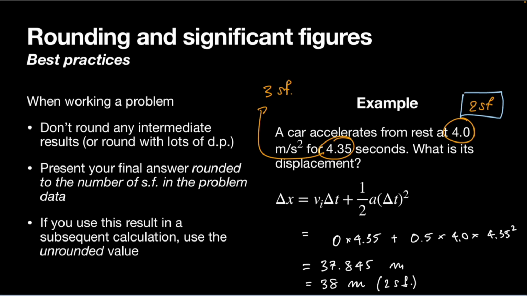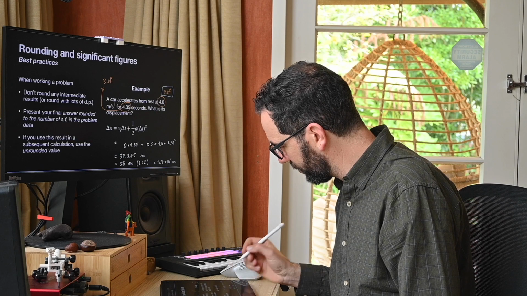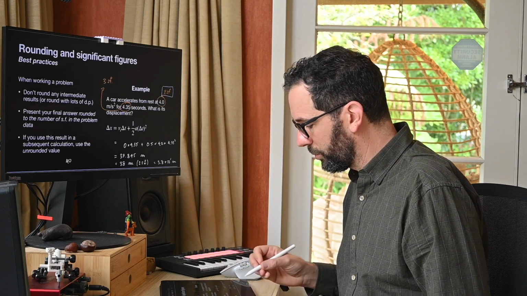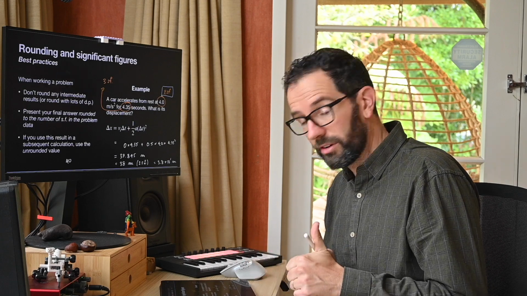We could write this in scientific notation, but it would feel a little bit weird. 3.8 times 10 to the 1 meters. We wouldn't tend to do that, just because 38 is a number we've got a handle on. But if the answer had been 40, again, we would have wanted to specify somehow whether that was one significant figure or two.